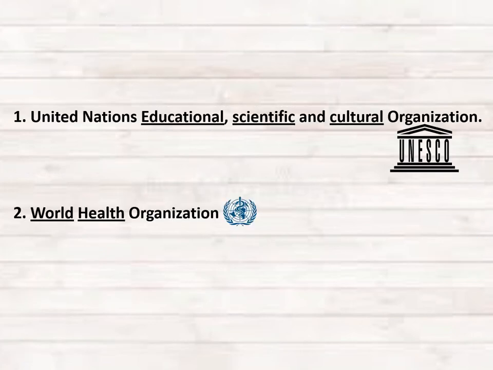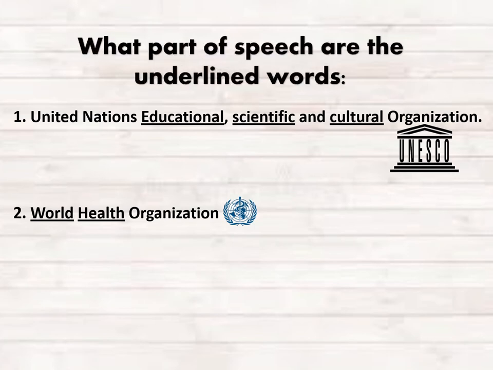Now, look at these two organizations. The first one, United Nations Educational, Scientific and Cultural Organization. And number two, World Health Organization. I want you to look at the underlined words and tell me what part of speech are the underlined words. And I mean by part of speech the category to which a word is assigned in accordance with its syntactic function. And in English, the main parts of speech are noun, pronoun, adjective, determiner, verb, adverb, preposition, conjunction, and interjection. So what part of speech are these words?